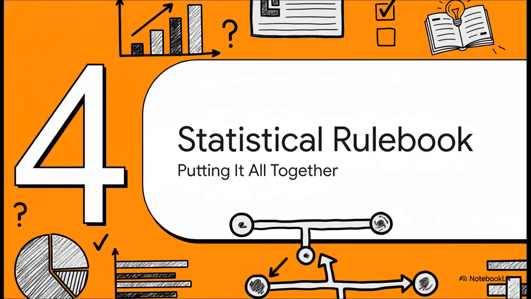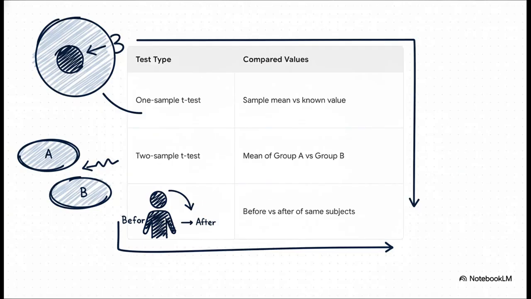Okay, so we've looked at 3 different scenarios, 3 totally different questions. Now let's pull it all together into a simple framework that you can use anytime you want. This table just puts it all side by side so clearly. Do you see the pattern? It always comes down to what you're comparing. Are you testing against a benchmark, comparing two totally separate groups, or are you tracking change within the same group? The answer to that question points you directly to the right test every single time.